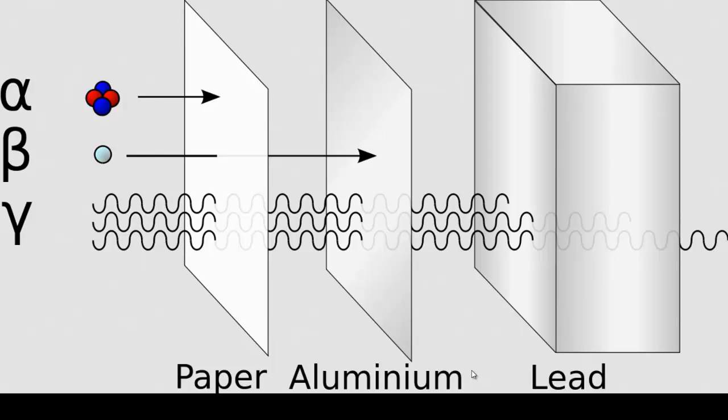Here's the problem. Notice how you've got some gamma going through the lead? Depending on how thick the material is, it might not actually stop the gamma radiation. So gamma radiation is strong. It goes through like everything. It's part of why it's so dangerous.